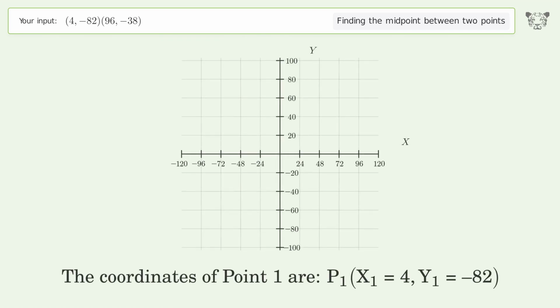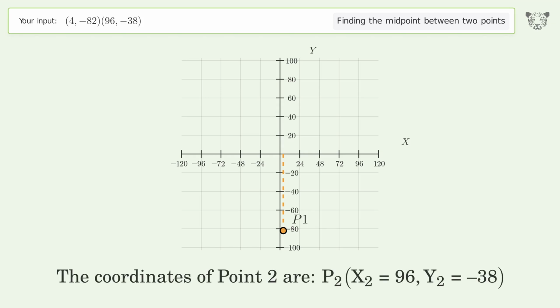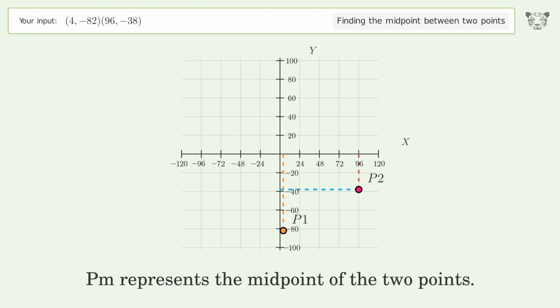The coordinates of point 1 are x1 equals 4, y1 equals -82. The coordinates of point 2 are x2 equals 96, y2 equals -38. PM represents the midpoint of the 2 points.